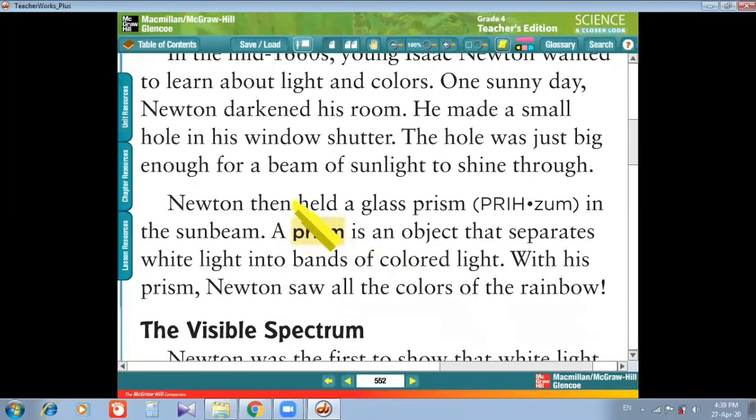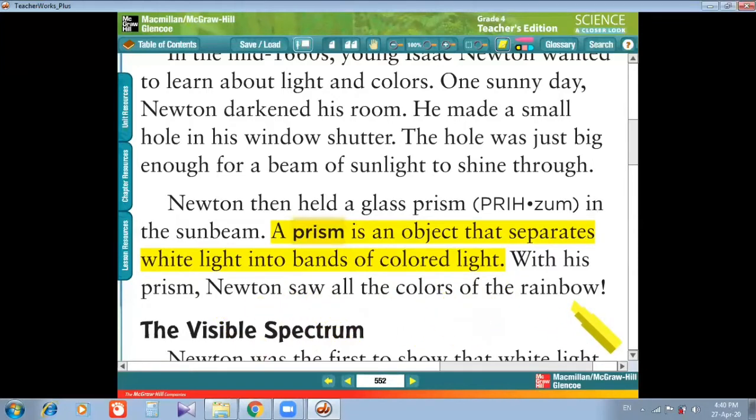Newton then held a glass prism in the sunbeam. He put a glass prism in the way of the beam. What is a prism? A prism is an object that separates white light into bands of colored light. It's a glass object. It separates white light into different colors. With his prism, Newton saw all the colors of the rainbow.